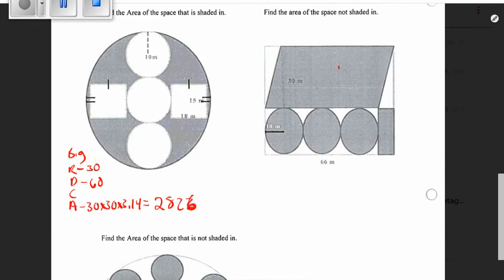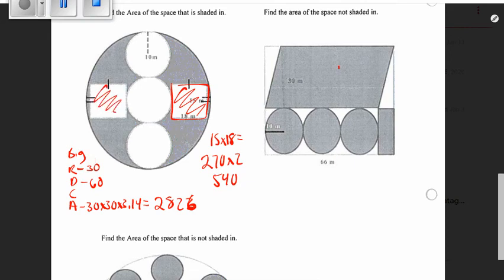Now what I'm going to do is start picking apart my shapes. The first thing that I think is easy is that. It's just 15 times 18 to give me that square, which equals 270. So I'm going to take that 270 and I'm going to times it by 2 because I have two of them. So 270 times 2 is 540. That gives me this and this.